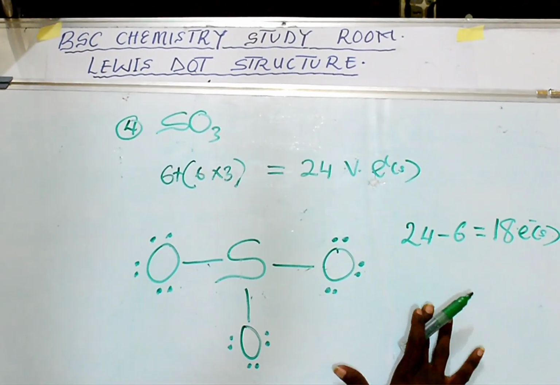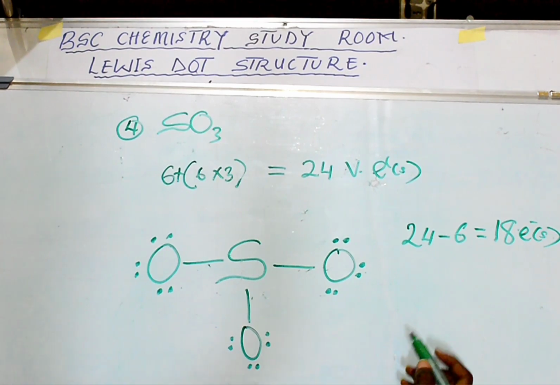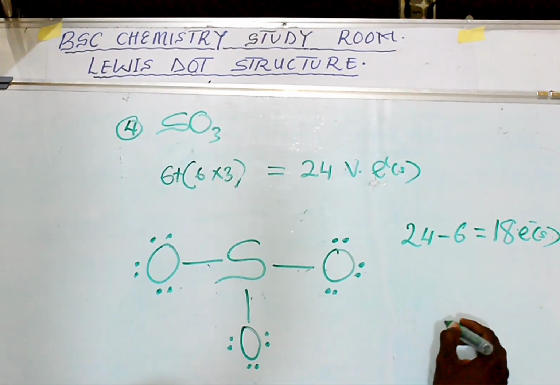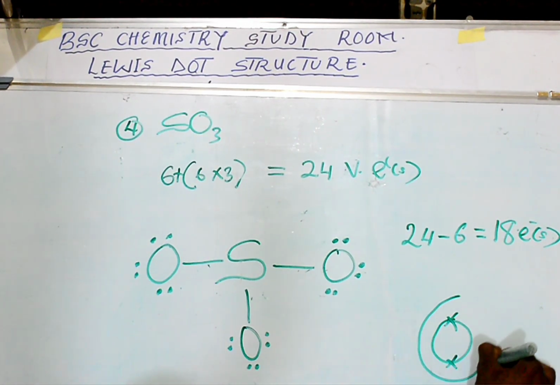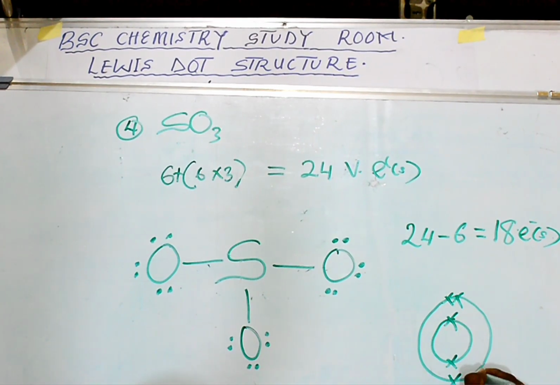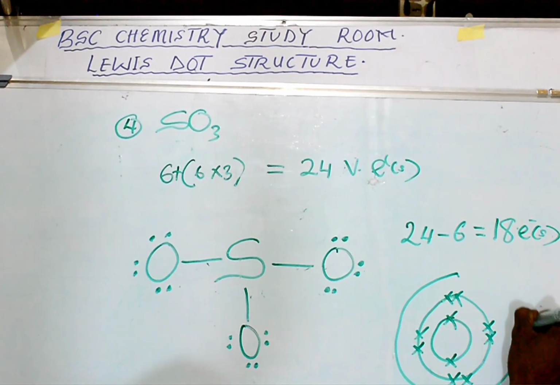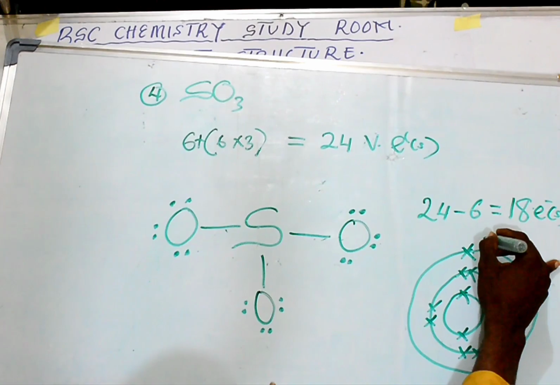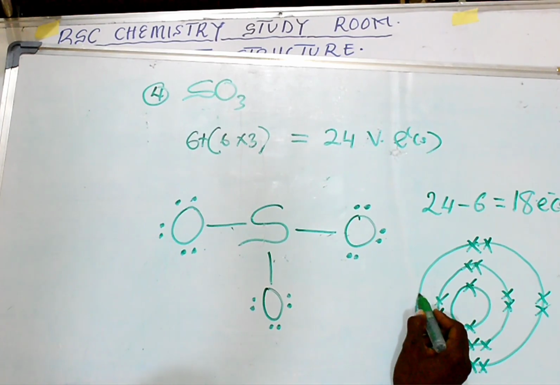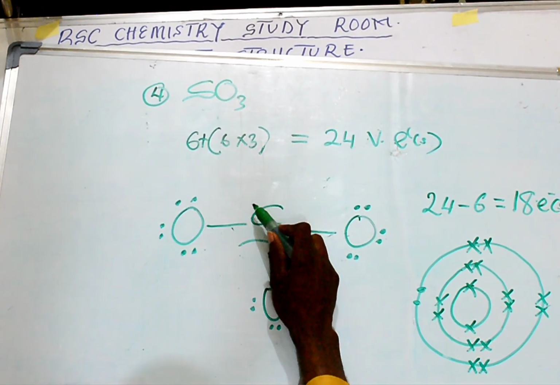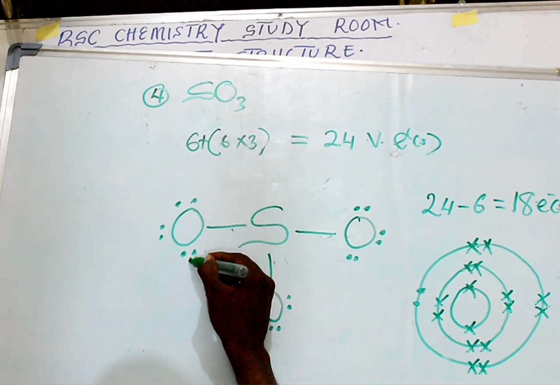So now let's check whether sulfur is octet or not. Sulfur is an element having atomic number 16. Let's distribute its electrons: 1, 2, another energy level, 3, 4, 5, 6, 7, 8, 9, 10, another energy level, 11, 12, 13, 14, 15, and 16. That means it needs 2 electrons to be octet. So now we need to turn a lone pair to form a double bond in the structure.